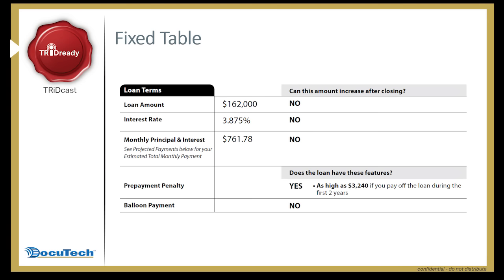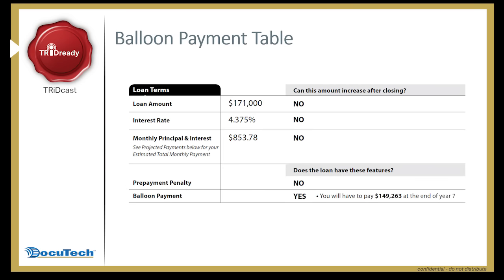Okay. And the final disclosure that is on the loan terms table is the balloon payment. Now, if the loan has a balloon payment, you need to disclose the maximum amount of the balloon payment and the due date of the balloon payment. So referring back to our example, you can see that this particular loan does have a balloon payment, and that it is disclosed that the balloon payment will be in the amount of $149,236, and then it will take place at the end of year 7.